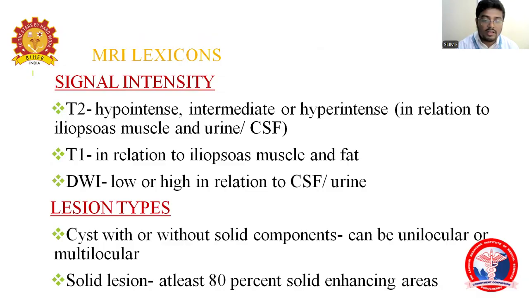And lesion types. The lesion can be either a cystic lesion with or without solid component, which can be either unilateral or multilateral, or it can be a solid lesion, in which case 80% of the lesion should show solid enhancing areas.